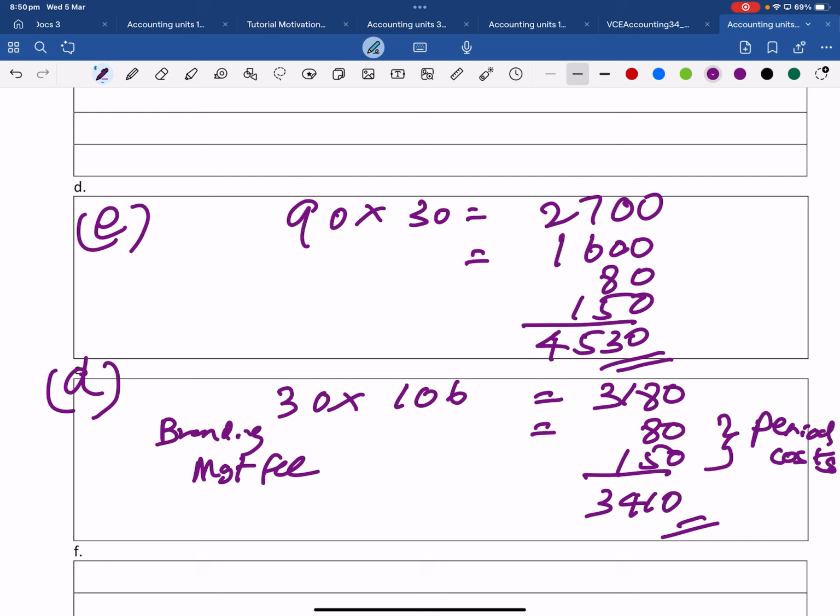Does that make sense, guys? Are you okay? So because why? That 16, rather than identifying as a product per unit, we put everything together, which is a period cost. Okay, the rest you have to complete at home. Any questions?